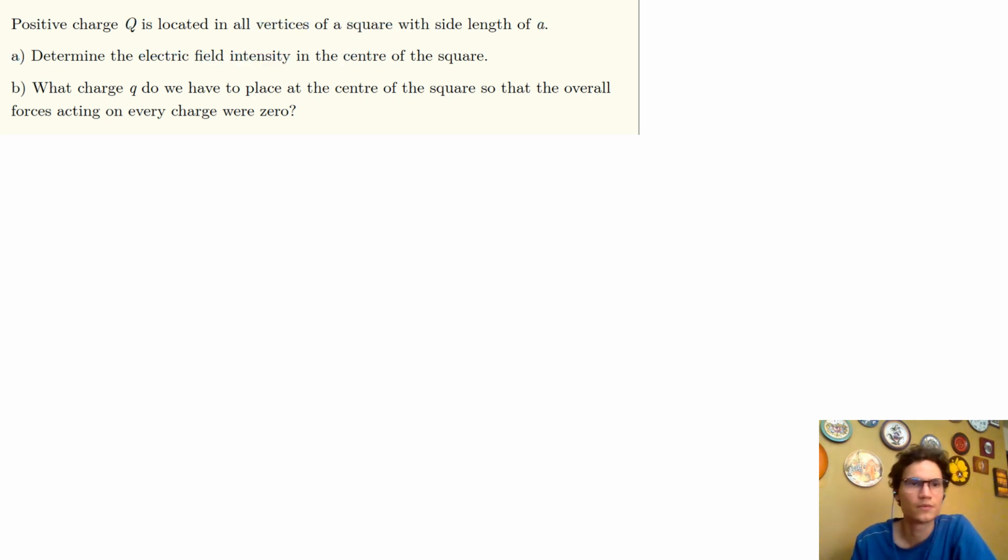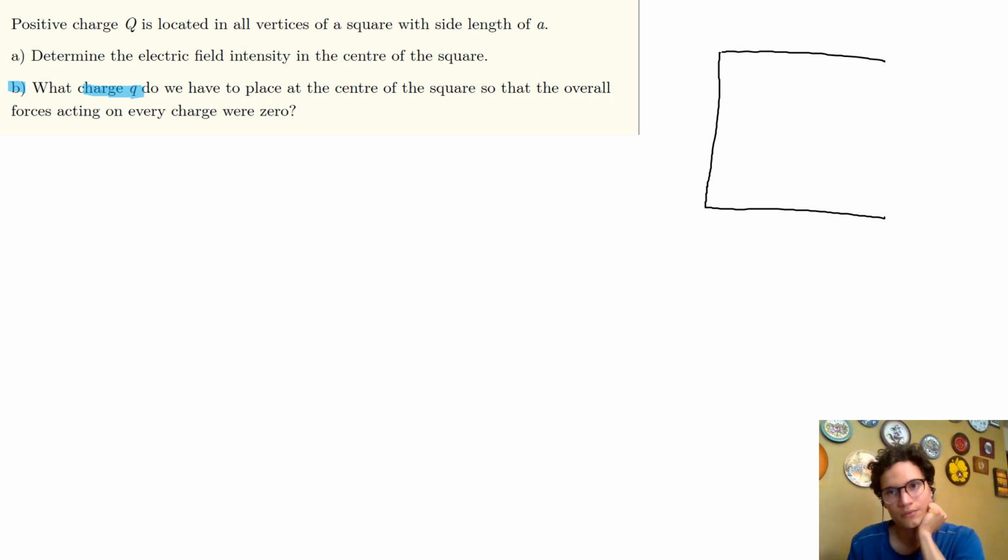In the second question, we have to find which charge Q we have to place at the center of the square so that the overall forces acting on every charge are zero. So let's draw the square again. I can draw a square here. Alright, with side A, again the charges.